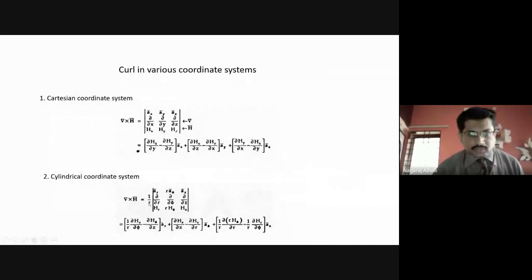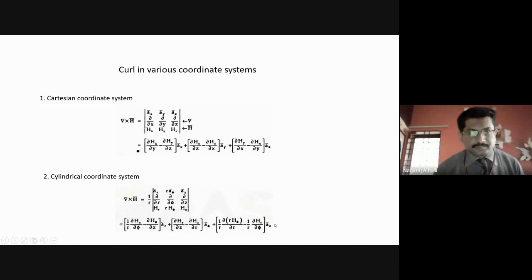Del cross h bar is equal to 1 upon r times the determinant of ar bar, r a phi bar, az bar. It is r a phi bar, not simply a phi bar. Then dou by dou r, dou by dou phi, dou by dou z. Then hr, r h phi, it is not simply h phi, then hz. And if you expand this, then you get 1 upon r dou hz by dou phi minus dou h phi by dou z into ar bar plus dou hr by dou z minus dou hz by dou r into a phi bar plus 1 upon r dou r h phi, it is r h phi, note it here, students, 1 upon r dou r h phi by dou r minus 1 upon r dou hr by dou phi az bar.